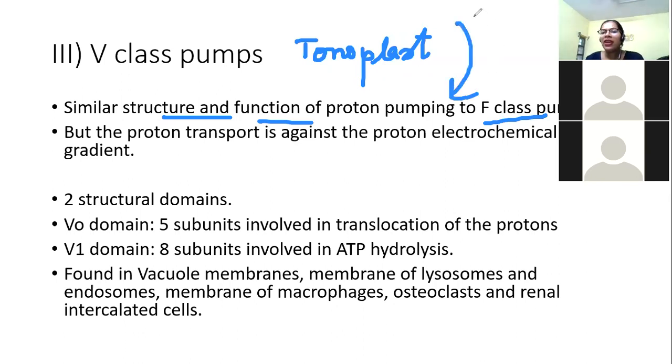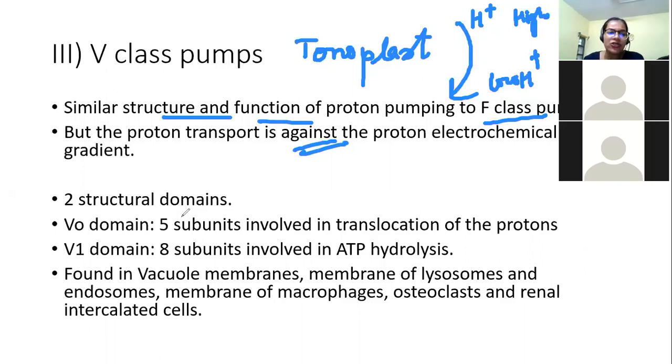It means what? From high concentration to low concentration of H plus. Then it is called down the concentration gradient. Whereas in the case of V class pumps, it is against the proton electrochemical gradient. So it means what? Whenever something is going against the concentration gradient, it is going to use ATP.